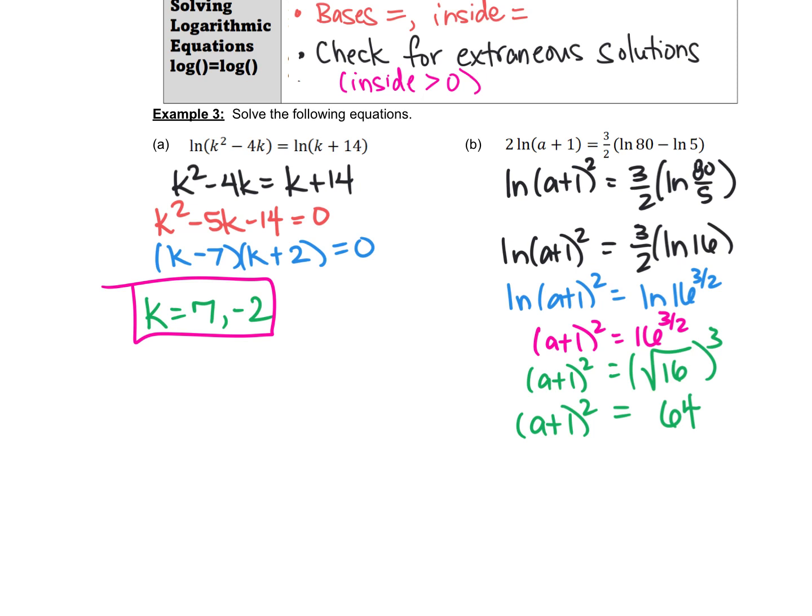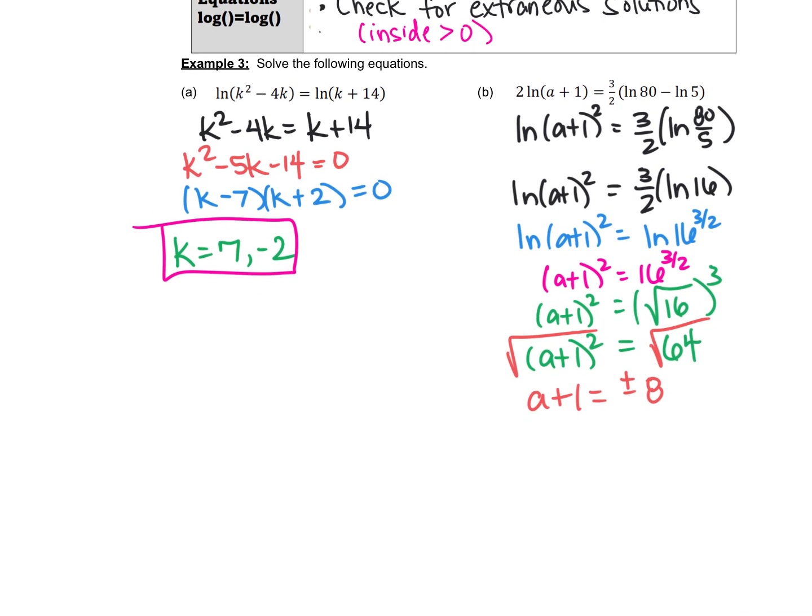Take the square root of both sides. When I take the square root, how many solutions do I get? Plus or minus, I get 2. Anytime you take a square root, you get 2 solutions. So my solutions are -1 plus 8 and -1 minus 8.